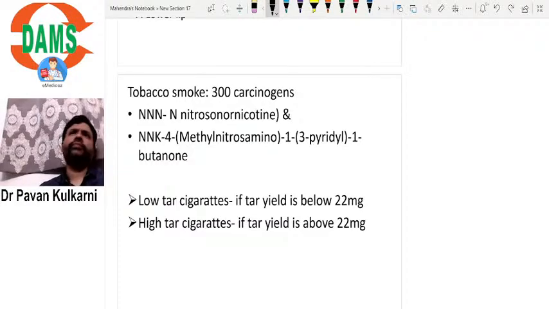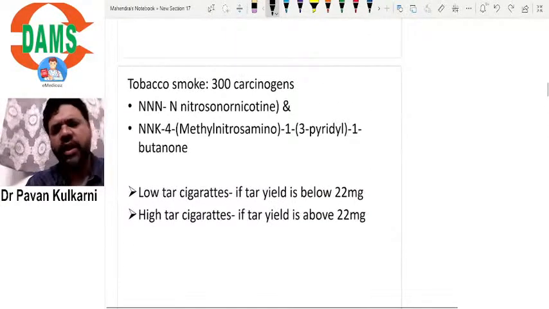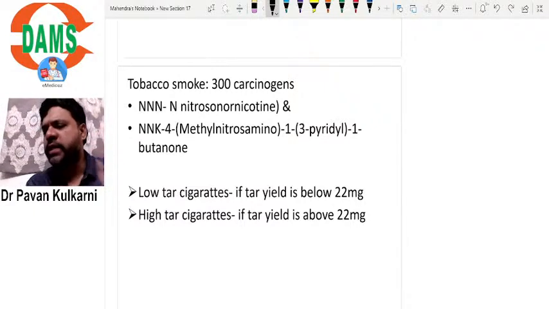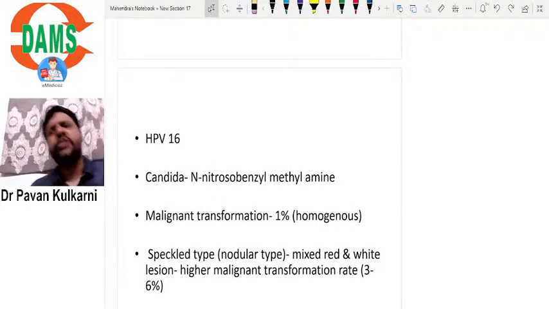Now, other than tobacco, are there any other causes? In this slide, I just want you to be aware that there is a carcinogen called NNN, N-nitroso-nornicotine. This is a very important carcinogen present in the smoke. This carcinogen, which is present in the tobacco smoke, is the cause for leukoplakia, and further it can develop into cancer. You have to remember this: nitroso-nornicotine. This is one of the frequently asked MCQs. NNN, nitroso-nornicotine.